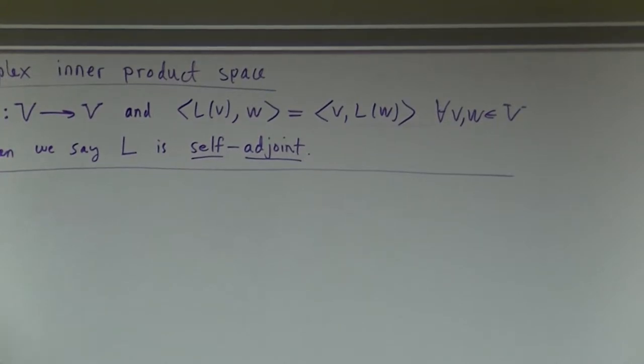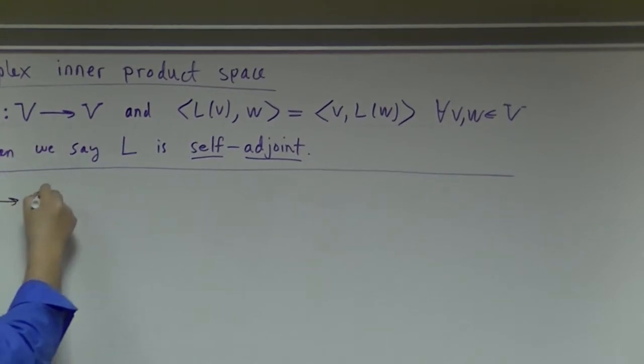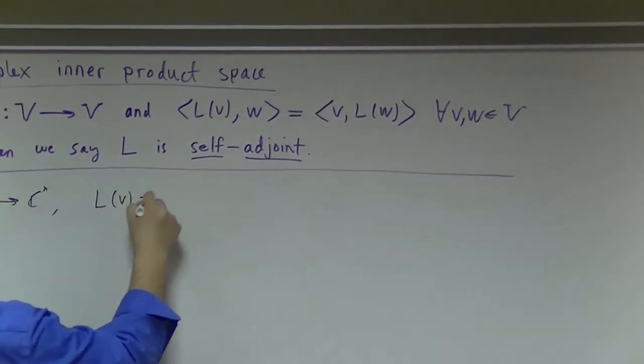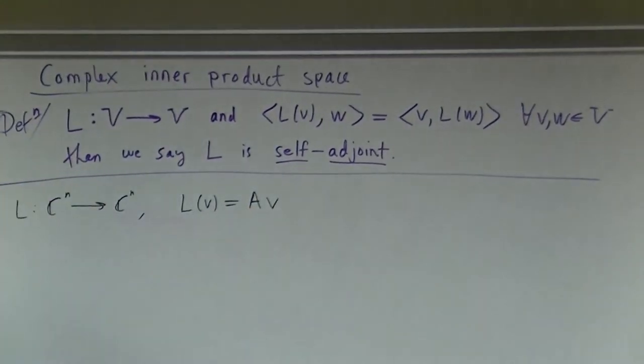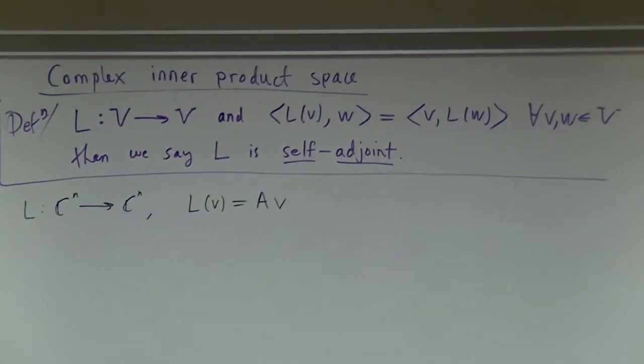Now, I'm mostly interested in Cn, right? So if we think about L going from, say, Cn to Cn, then we can write L of V equal to what? Like AV, right? That's still true in complex. There's nothing particularly real about the arguments which led to the fundamental theorem of linear algebra. Matrix multiplication with complexes works the same. So then you can ask the question, what does self-adjoint mean for L? What does it imply about A?